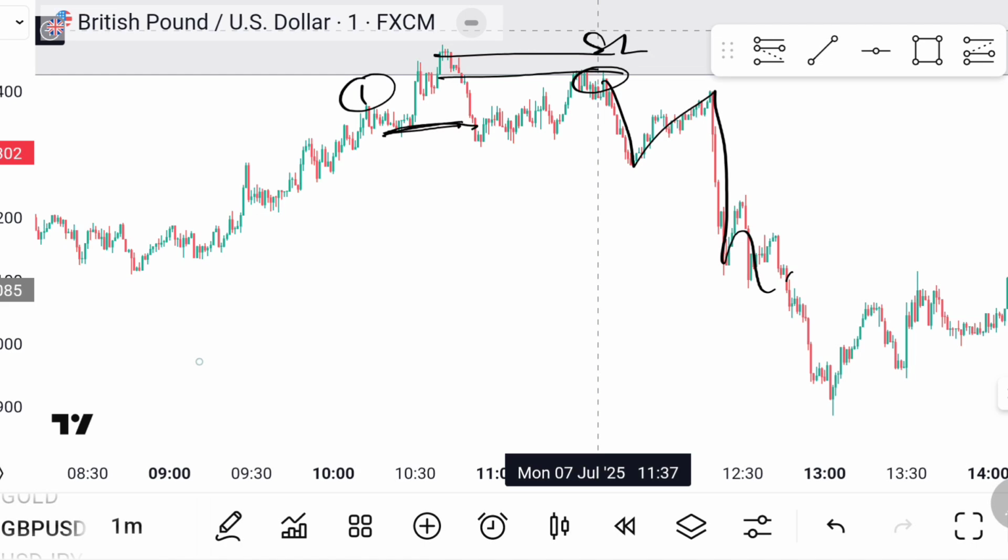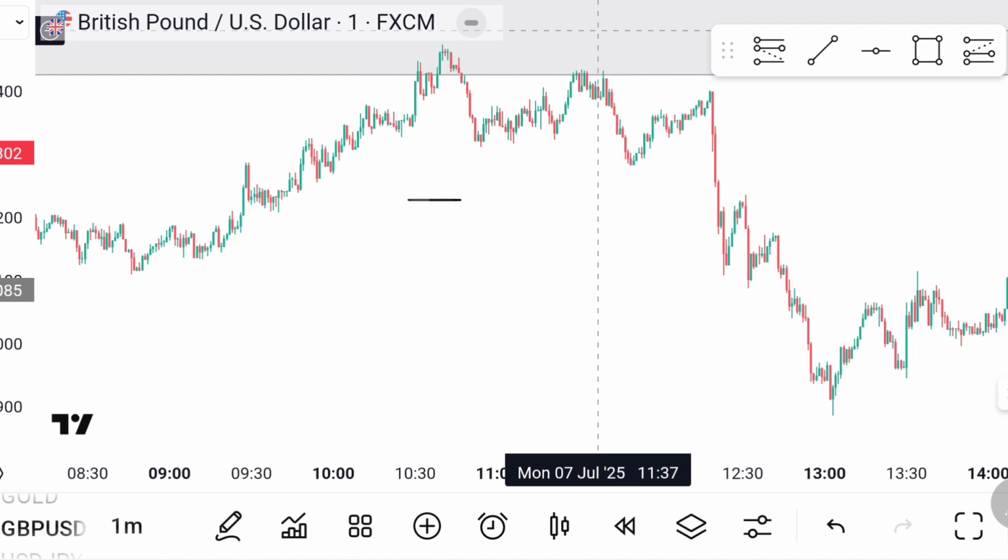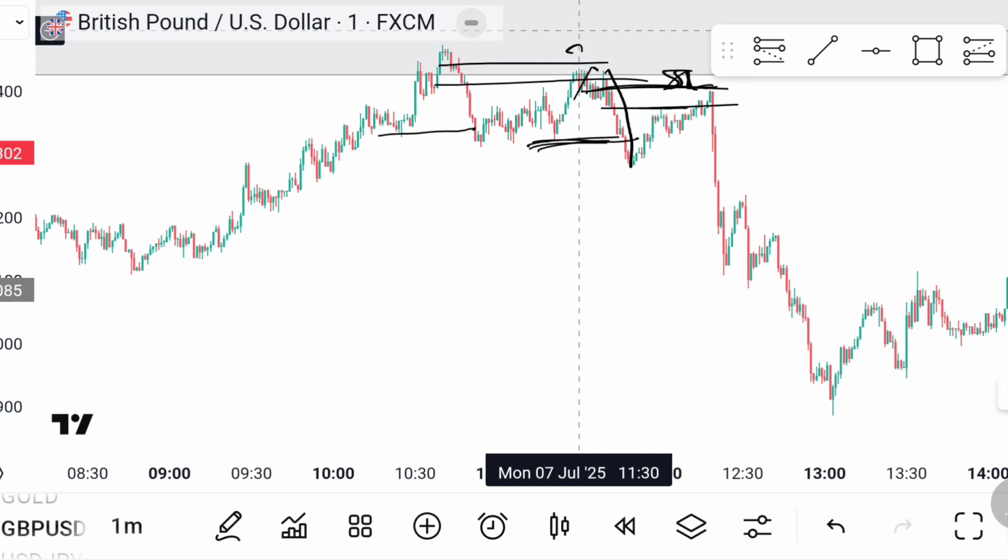For entry number 2, I think we also have entry number 2. The market broke this structure. This is our first case. So the market broke second structure here. Entry number 2 will be somewhere around there. For entry number 1, your stop loss will be somewhere up here. But for entry number 2, your stop loss is right there, and your entry will be here. And you ride the market down to the final take profit.